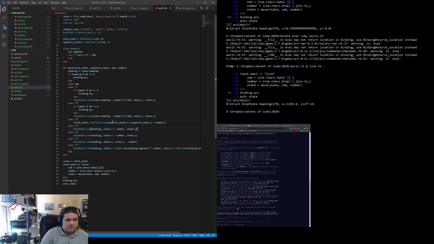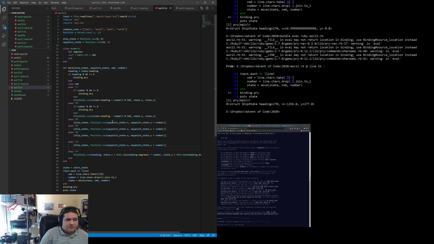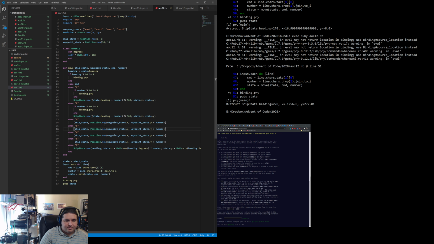North, east, west, south. This is all the formulaic stuff, so when we're going east, we're adding the number to x. When we're going west, we're subtracting the number from x. And when we're going south, we're subtracting the number from y. Okay, those are the easy ones.